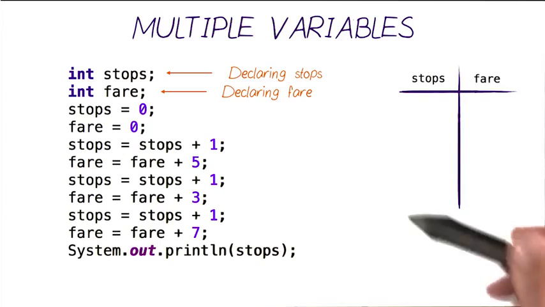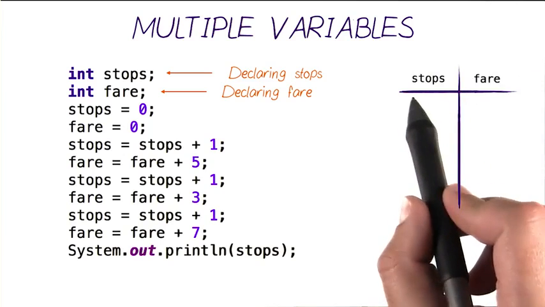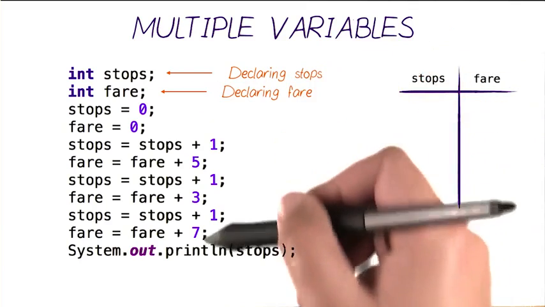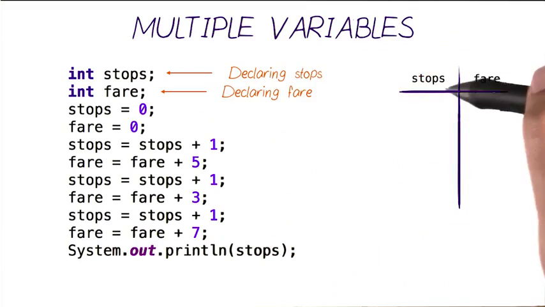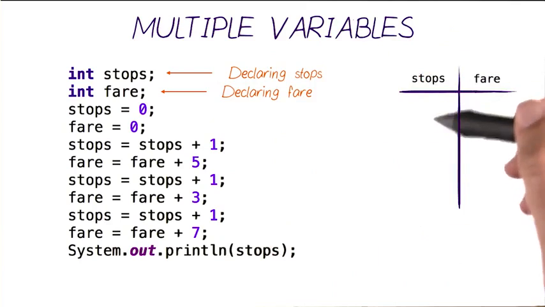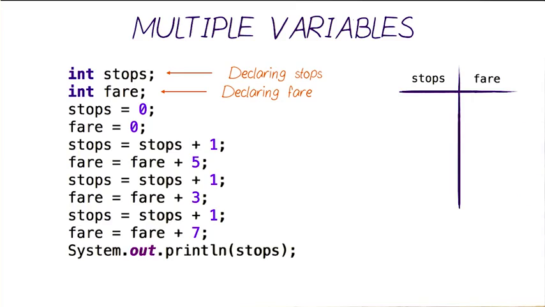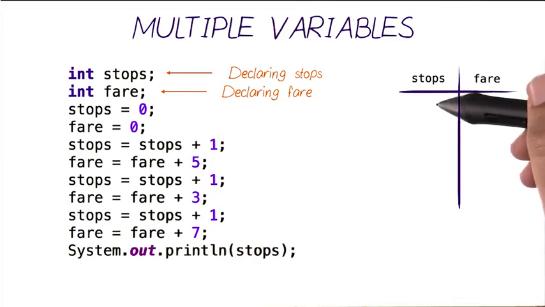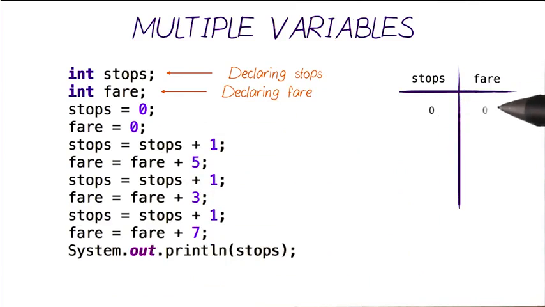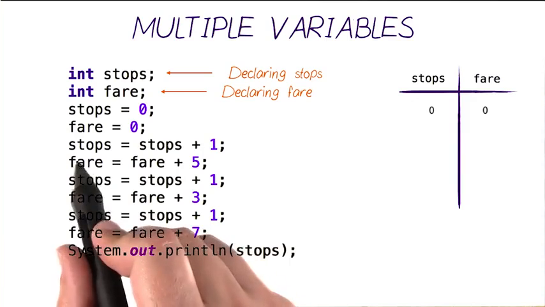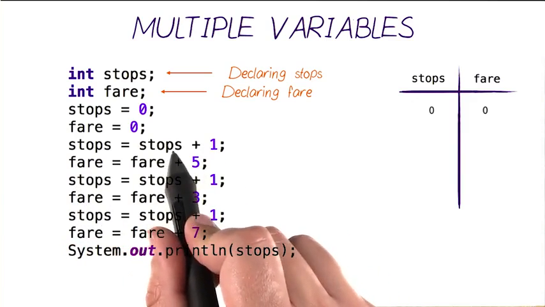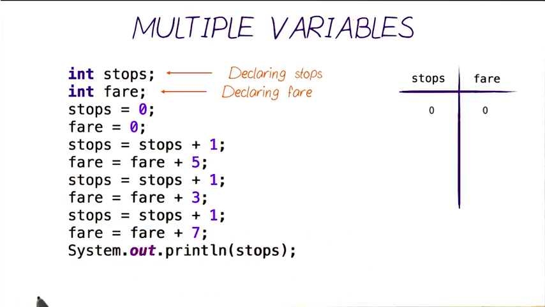Let me draw this table on the side here so I can keep track of the variables stops and fare side by side as I go through the program. Once a variable changes, I strike it out and write the new value underneath. As you can see here, both variables are initialized to 0, which means that stops has 0 and fare has 0.